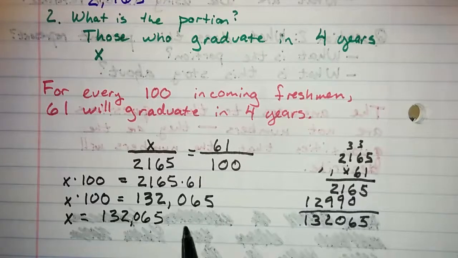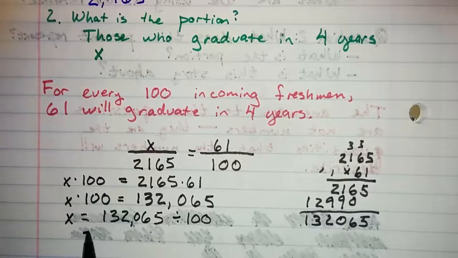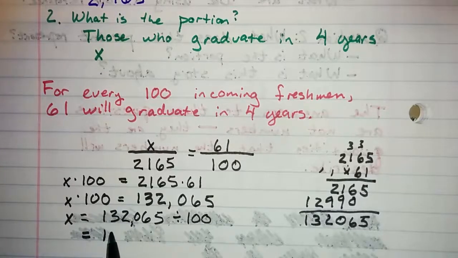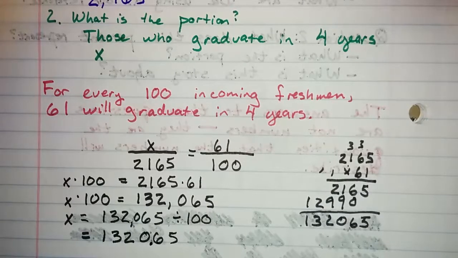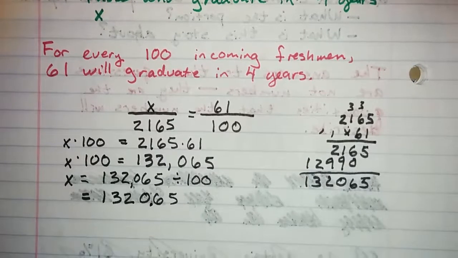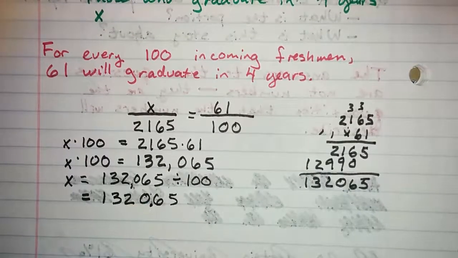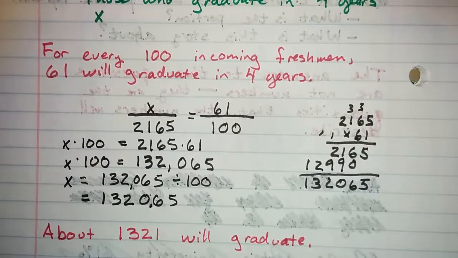132,065 divided by 100. Dividing by 100 is easy, right? This is going to give us a fraction with denominator 100. We'll want 2 digits after the decimal point in our answer. 132,065, decimal point goes here. 1,320.65. It doesn't make sense for 0.65 of a student to graduate, does it? So we should round our answer to the nearest whole student. And our answer is going to be about 1,321 will graduate.